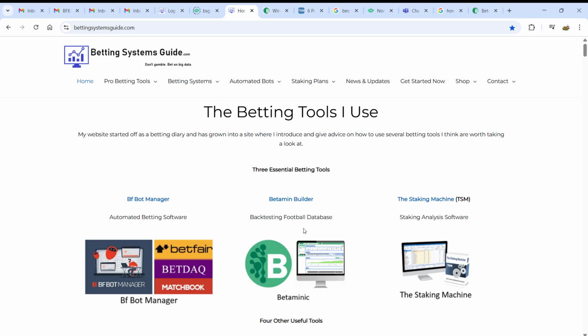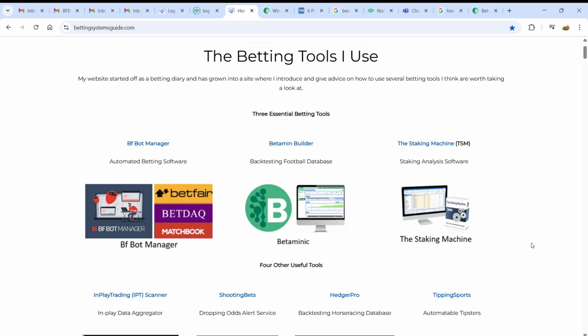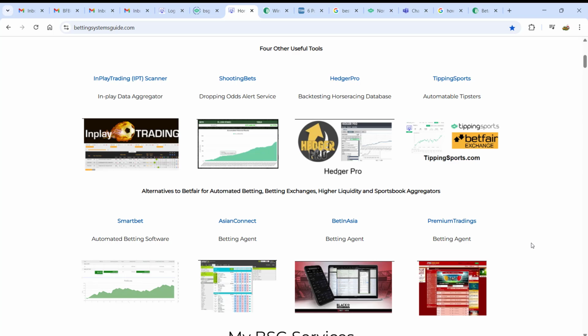And if you're considering using a betting system that you've researched from Betaminic, you can plug that data into the staking machine. Or if you've got your own bots running different betting systems, you can take that data and plug it into the staking machine. So it's a real essential set, if you ask me. And once you nail those, then you can think about using other tools as well if you want.